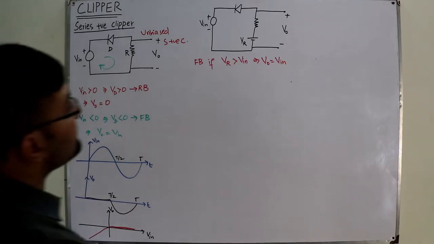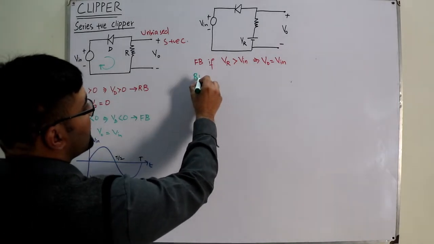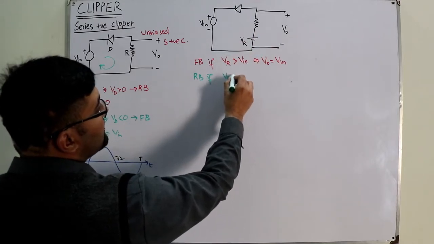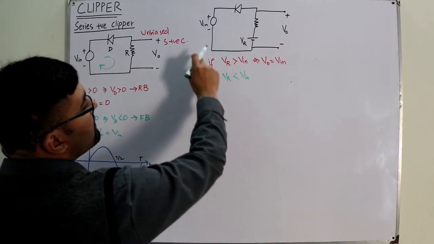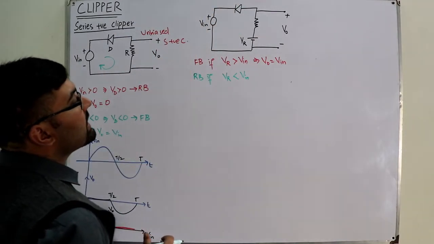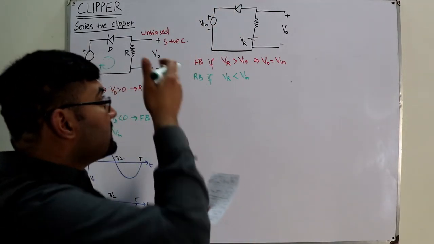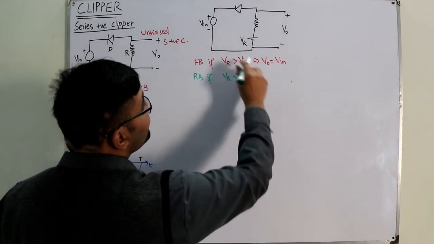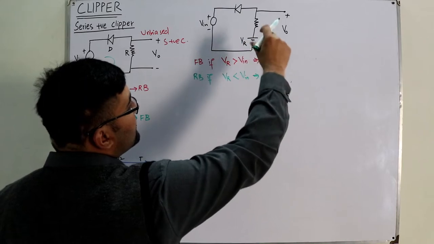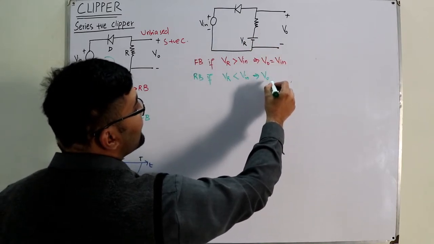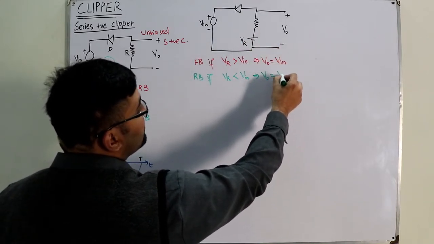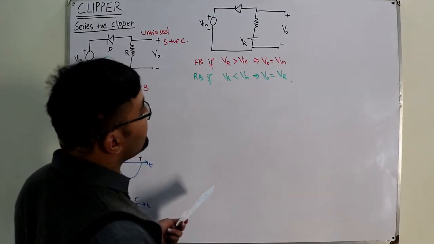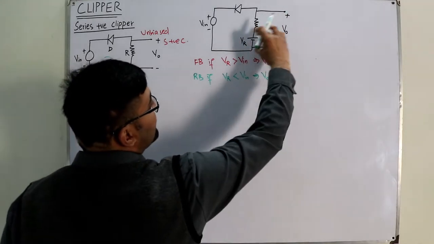Similarly, in the next case, the diode is going to be reverse biased when the reference voltage is less than the input voltage. Why? Because the input voltage is making it reverse biased. The N side is connected to the positive side. So this implies that there would be no current in the circuit, and the output would be equal to the positive value of the reference voltage, because it is in phase with the output voltage.